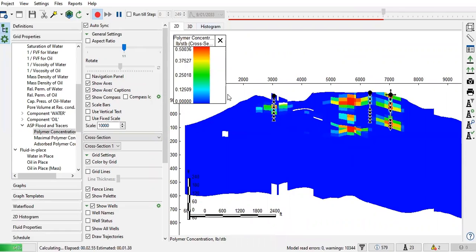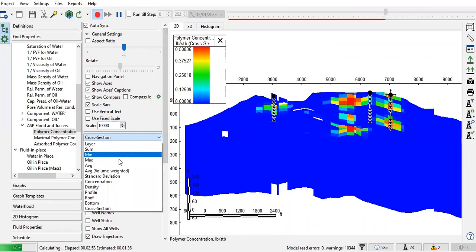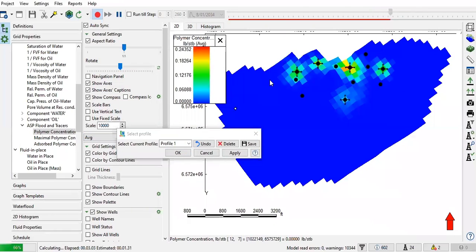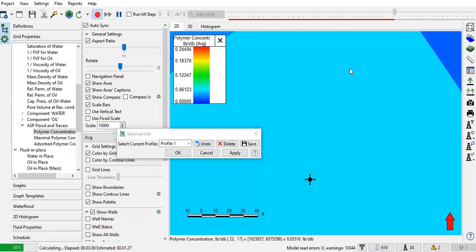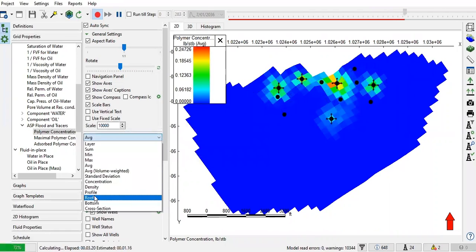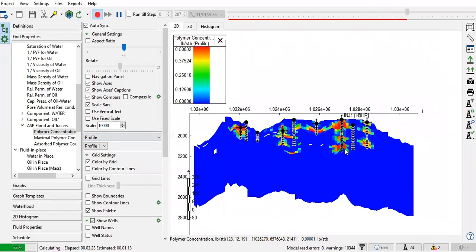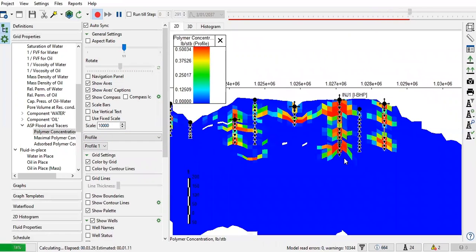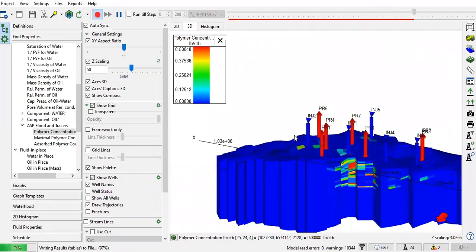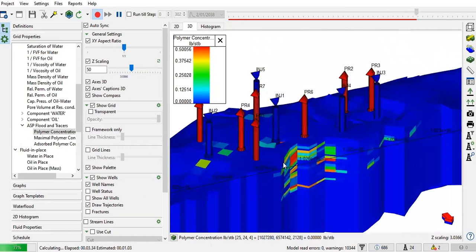You can also create average, and then if you're interested, profile to connect like this, and then this. It's just a random shape, and then yeah, apply, and then check it here, profile, if you're interested. Okay, and 2D, I mean 3D, it's like this.